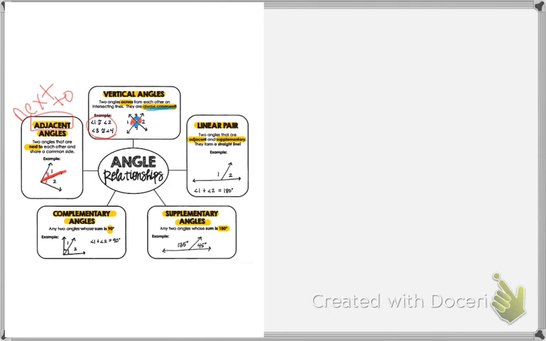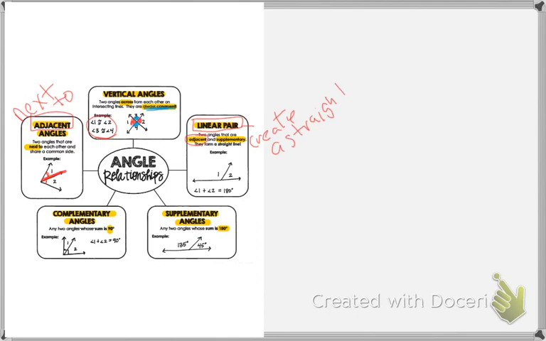Linear pair. I went over adjacent because you need to know that before I talked about linear pair. A linear pair of angles, first of all, they're two angles that are right next to each other, but what they do is they create a straight line. Straight line or straight angle.